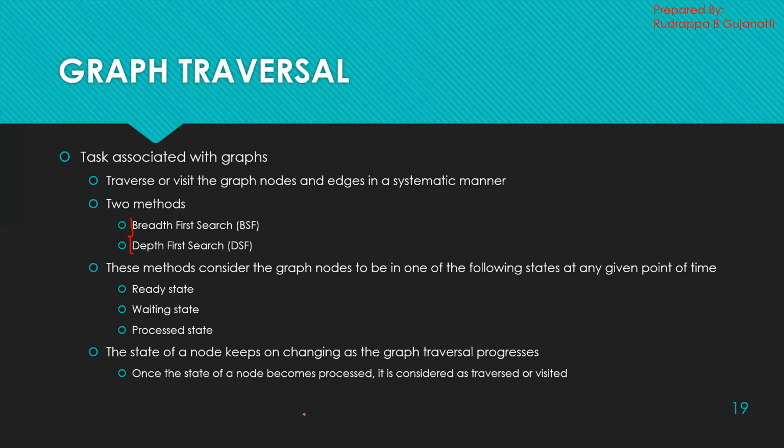There will be a change in the state of the node whenever a node is visited and explored. So whenever you traverse a node, there will be a change in the state of the node. That is what graph traversal does to each of the nodes.